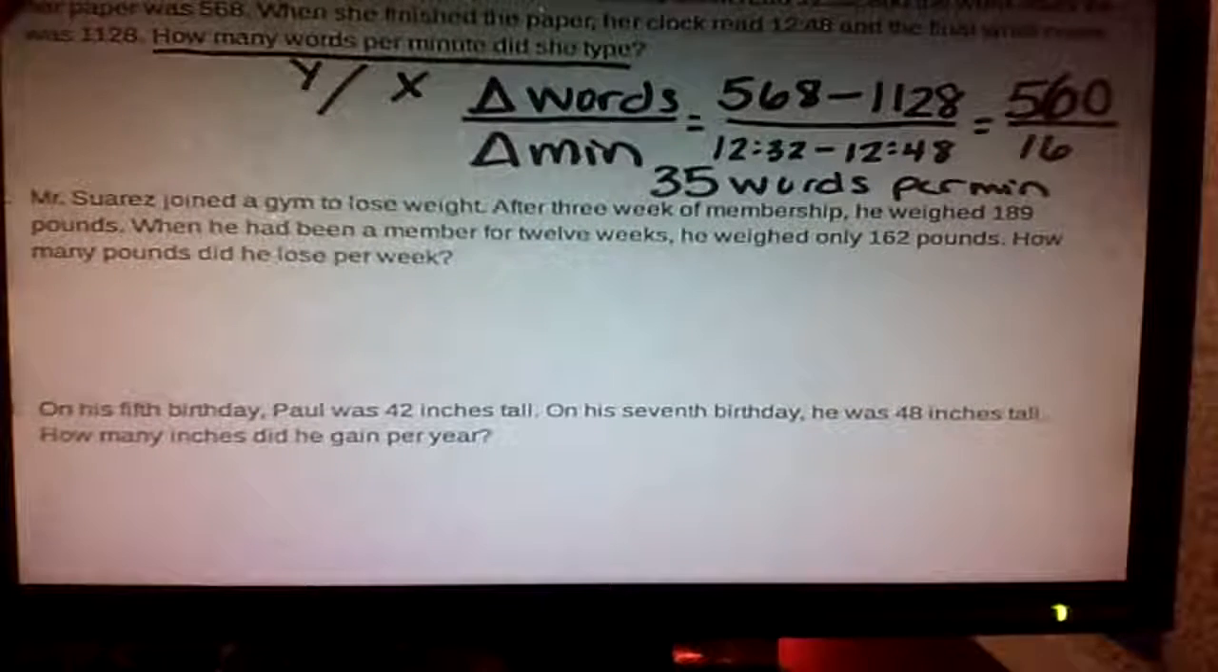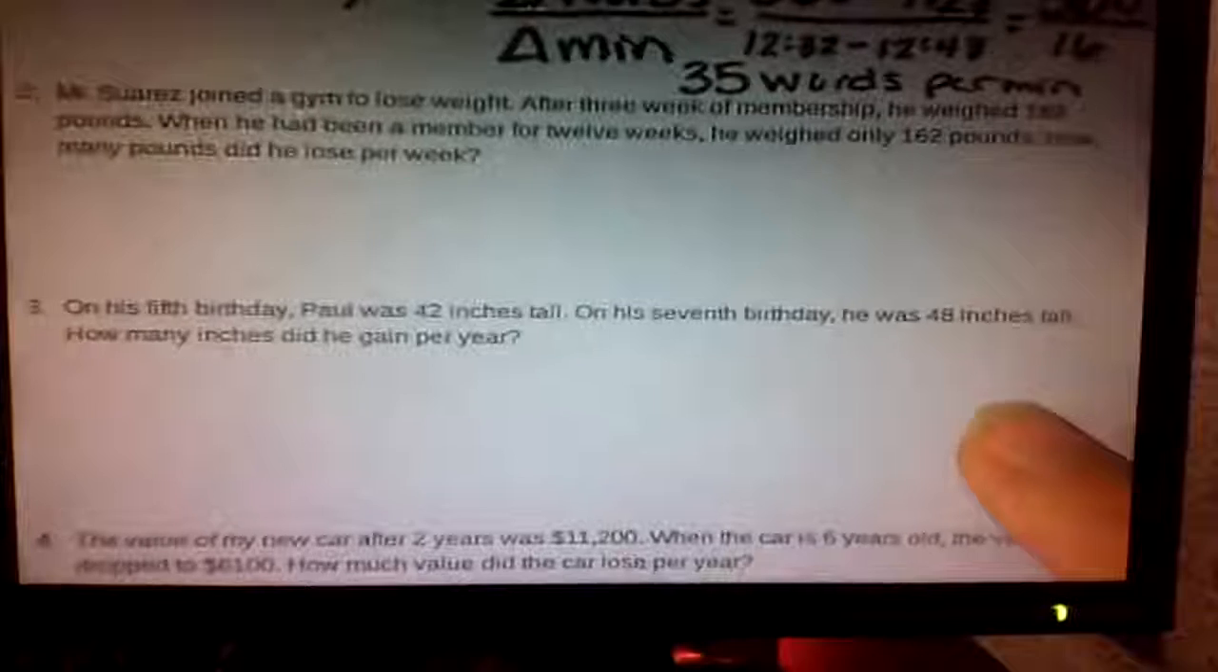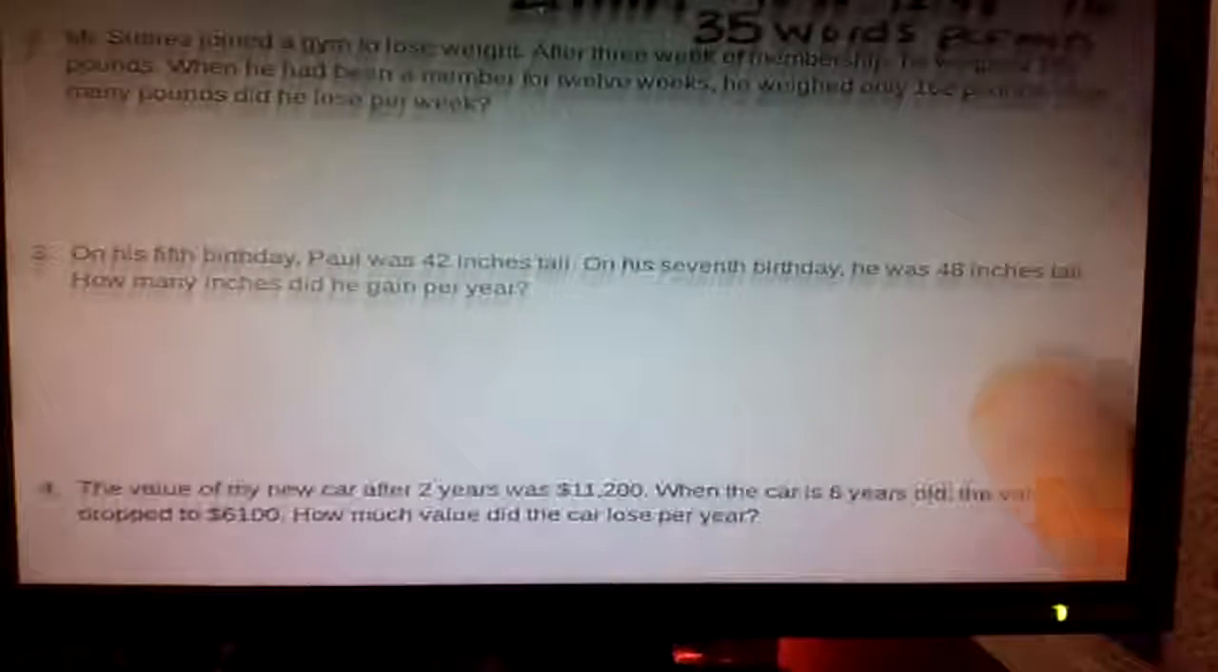Okay. So when Tammy was typing up her paper, she typed 35 words every minute. Wait, she typed 35 words in what? Every minute. Hold on, we're almost finished.